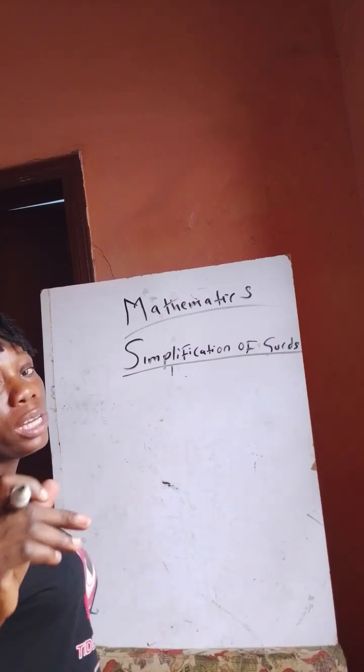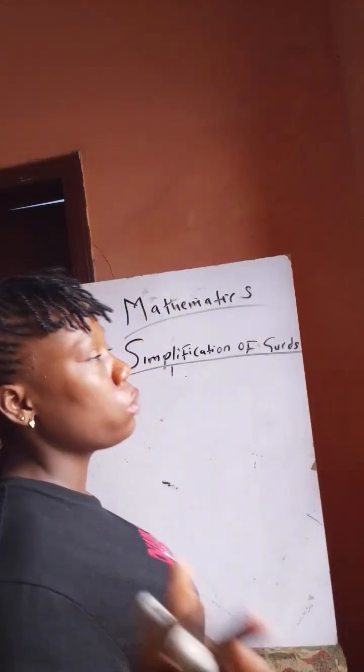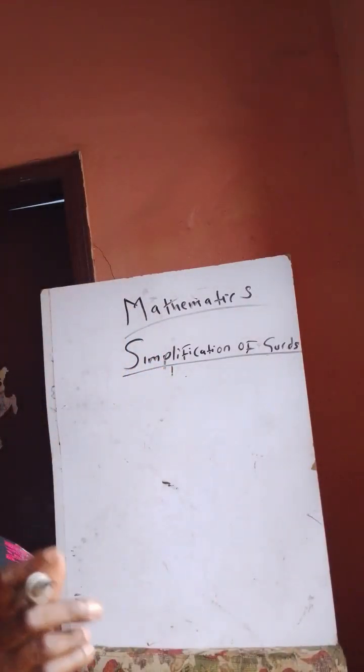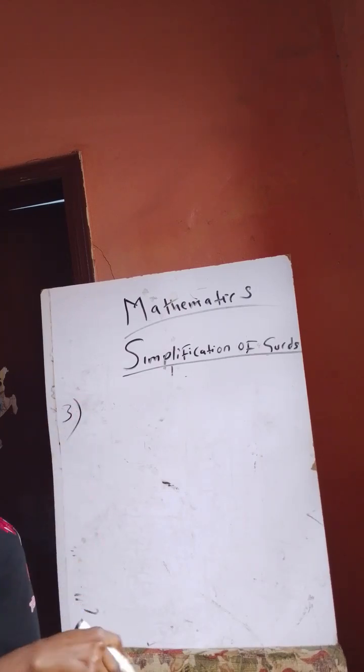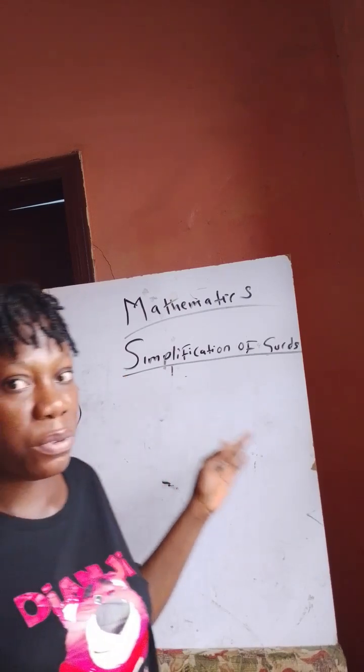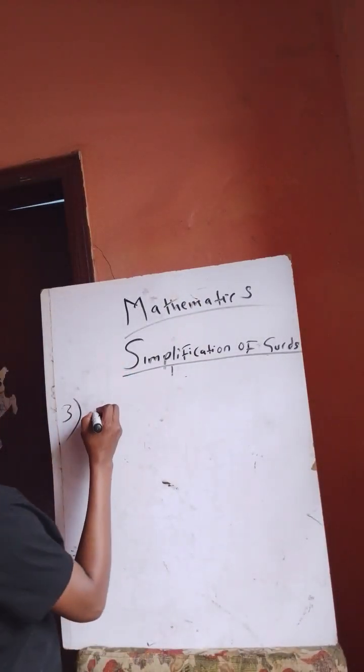You still have the third example. This one we're going to be rounding up today, so tomorrow we can continue. So example 3. This is still under simplification of surd. So this is this method again.